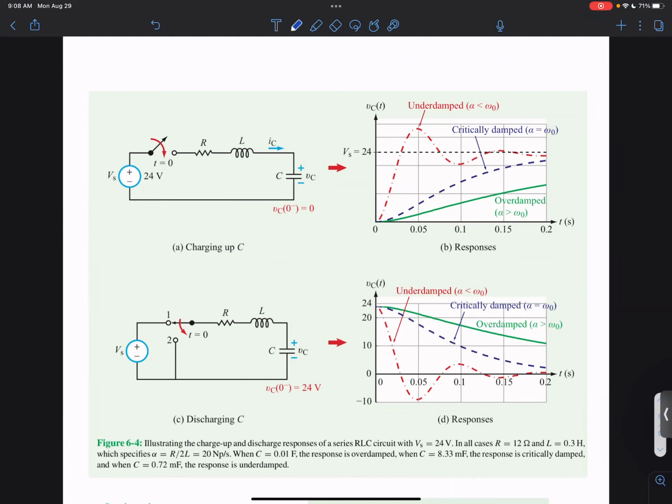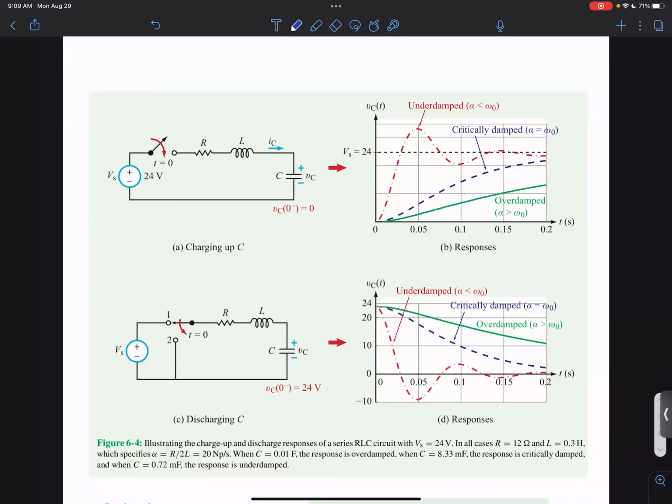So just like we did before for just RL or RC, when they've been sitting for a long time, the C becomes an open, the L becomes a wire. So you can look at these for initial conditions for the circuit and find what the initial value is, what the final value is, but we don't know exactly how they perform between the two. Before, with just an R and a C or an R and L, we knew it was an exponential form between there. So now we have three options for the way it gets between the beginning and the end state.